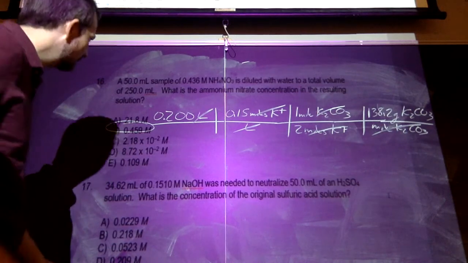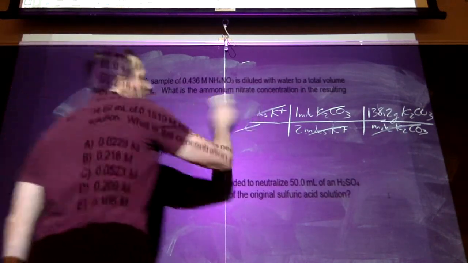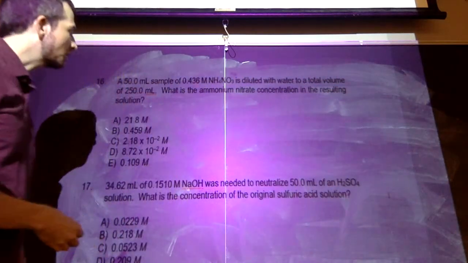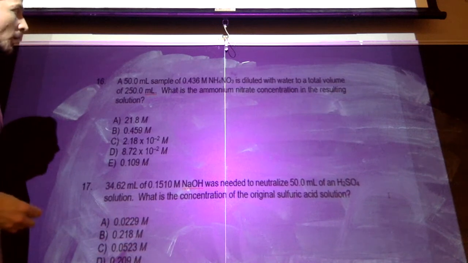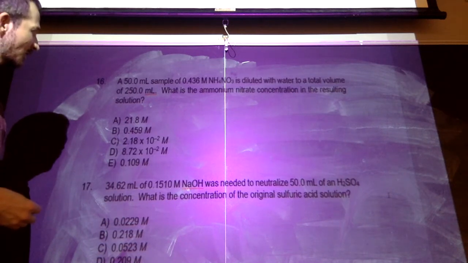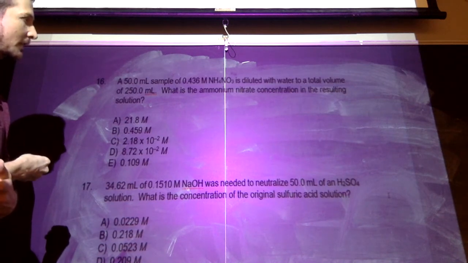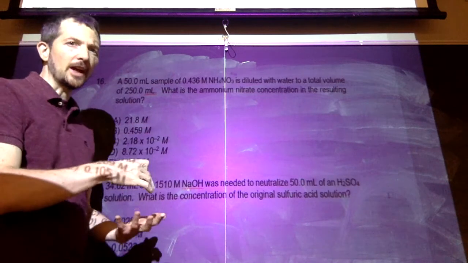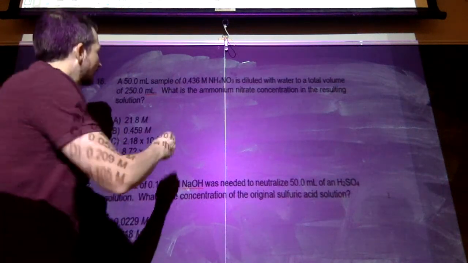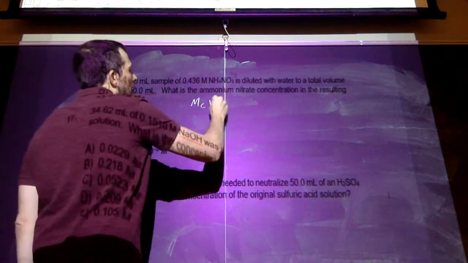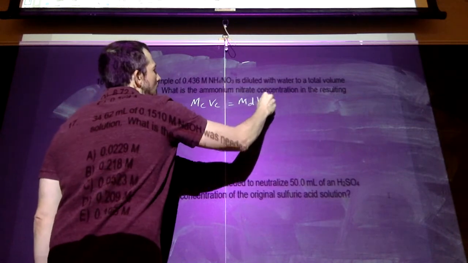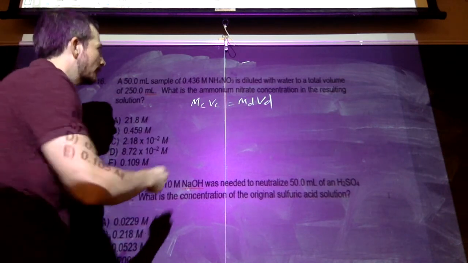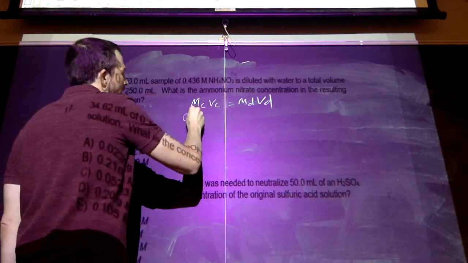Look at 16. A 50 milliliter sample of 0.436 molar ammonium nitrate is diluted with water to a total volume of 250 milliliters. What's the ammonium nitrate concentration in the resulting solution? So I can just use the dilution equation here. I'm just adding water, so the number of moles is not changing. And it's all ammonium nitrate, so I can use this equation. So my molarity is 0.436 molar.